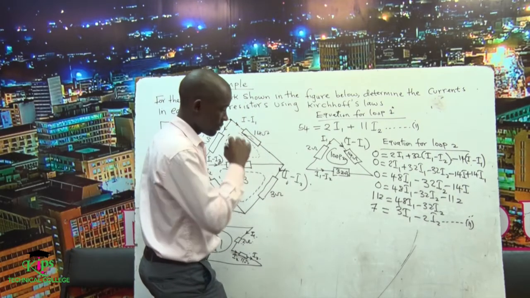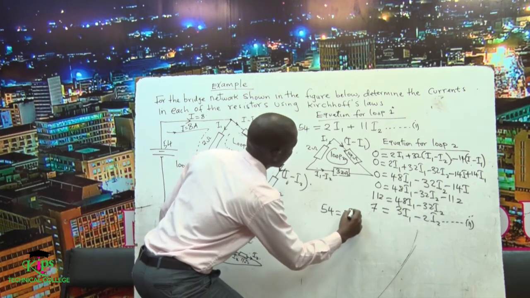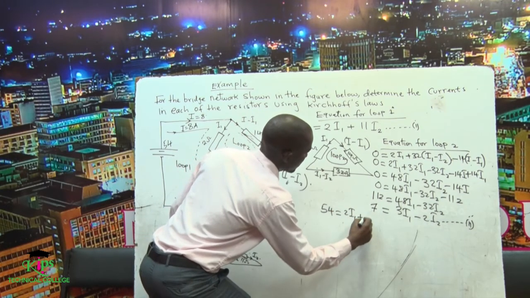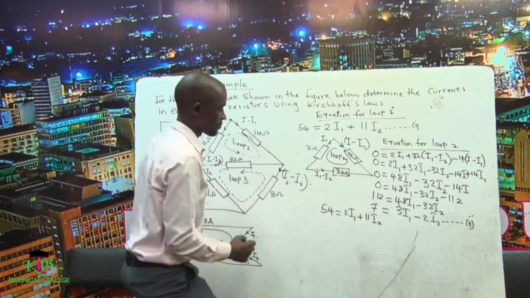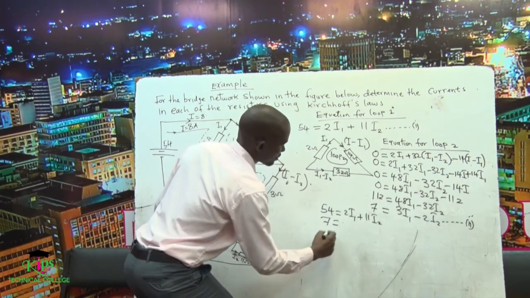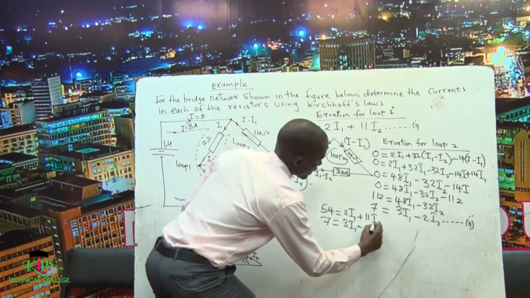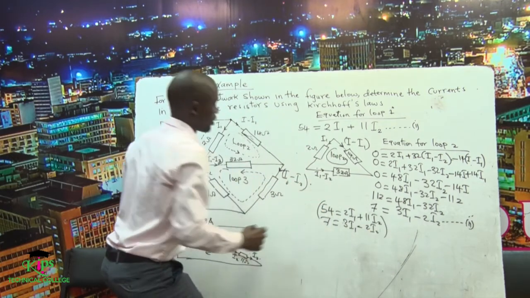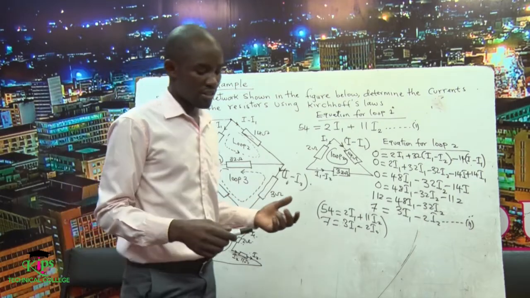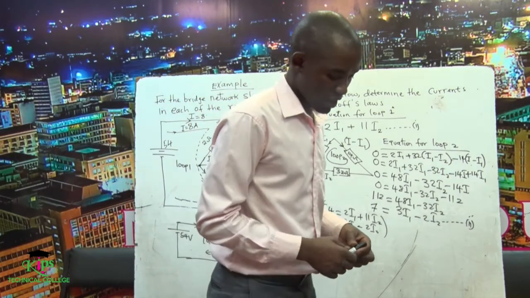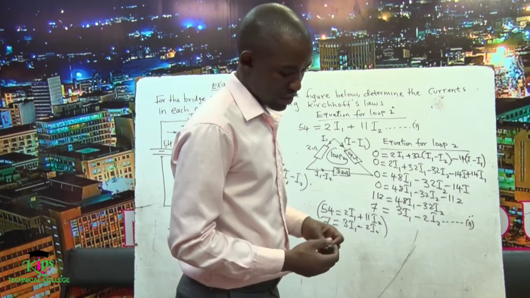You will get 54 is equal to 2I1 plus 11I2, and 7 is equal to 3I1 minus 2I2. You can use elimination or you can use substitution to solve this equation.